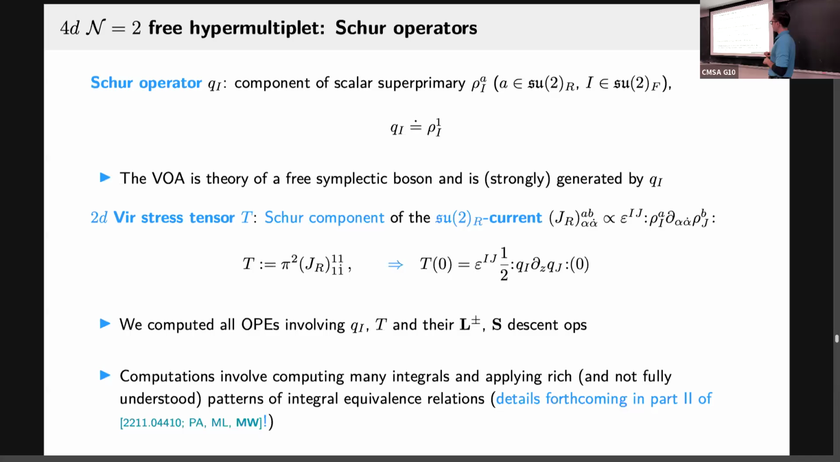And what we did is we computed all the OPEs involving the strong generator Q, the Virasoro stress tensor, and each of their L plus minus and S descent operators. And just to give a little background on what's involved in actually computing these OPEs, you basically just have to compute many integrals and apply a rather rich and not fully well understood pattern of equivalence relations to make sure that what you're getting on the right-hand side are good cohomology classes that you actually recognize. The details of all these equivalence relations, and the game you're playing to perform this reduction into operators that you can recognize, is going to come out in one of these forthcoming papers I mentioned at the very beginning, hopefully rather soon.